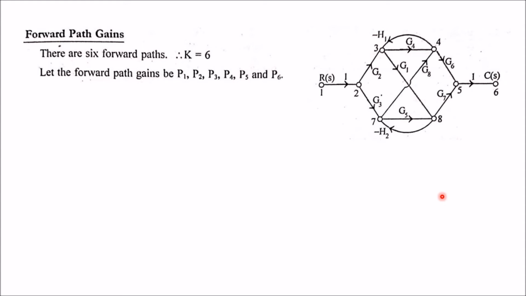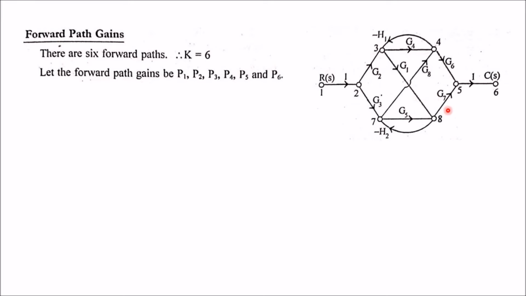So the next step should be to find the forward paths. I told you that to solve the signal flow graph, we need to find the components which are actually used in the Mason gain formula. What does the gain formula say? The transfer function T of S is equal to 1 by delta, summation over k, Pk and delta k. Here P is the forward path.